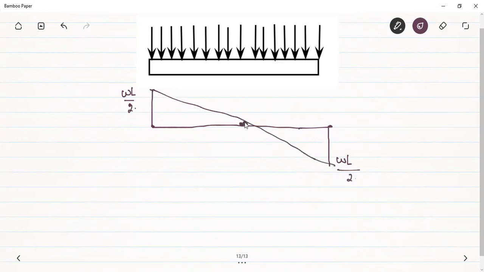This is the location of L by 2. Okay, the shear force at midsection is 0. This is the shear force diagram for it. What about bending moment? It was 0 at A, 0 at B. Where was the maximum? At the midsection, it was maximum. What was its value at the midsection? Omega L square by 8.